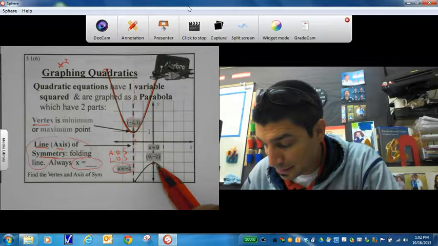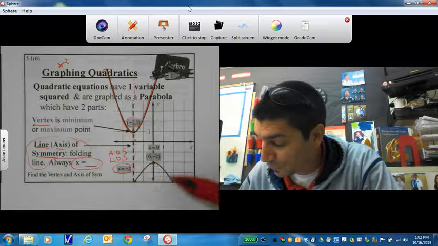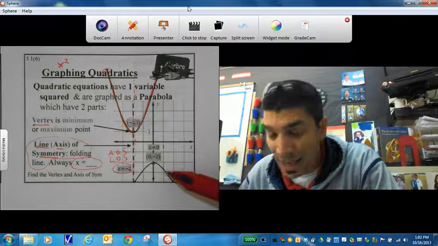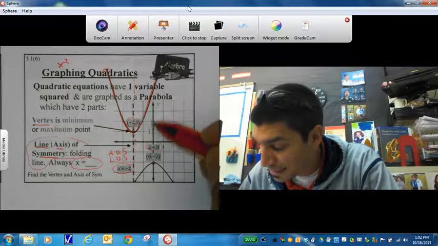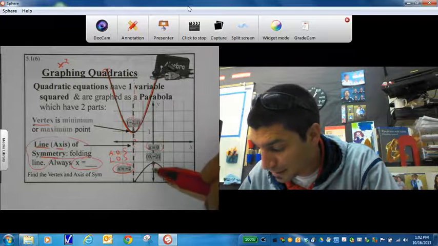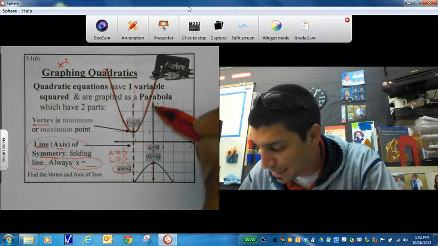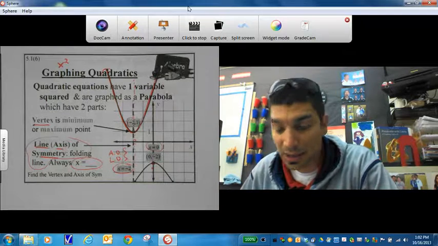So that means for this other parabola that's facing downwards right here, its axis of symmetry or line of symmetry is the line x equals 0. That's the line of symmetry. It's not a dotted line because you can't see it because it's on the axis, but there it is.